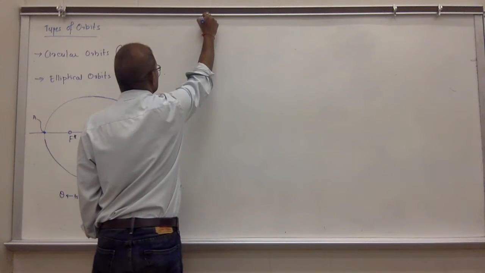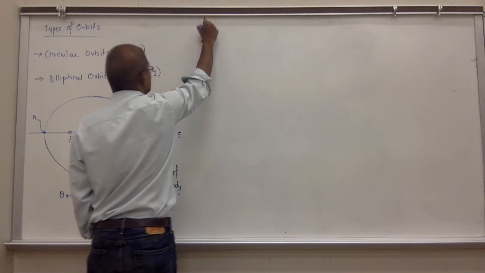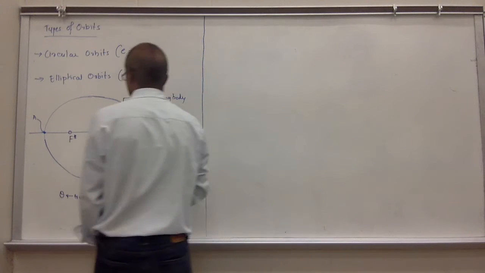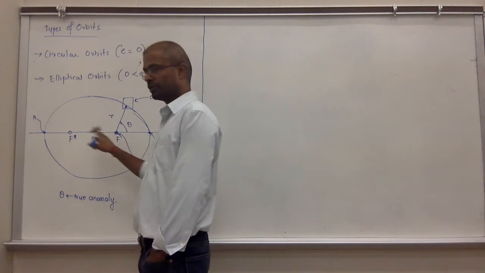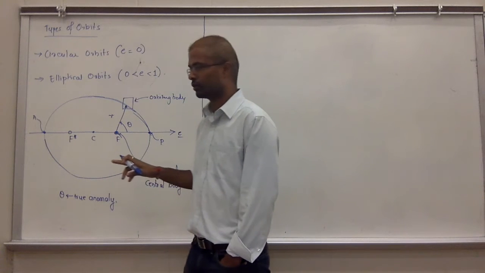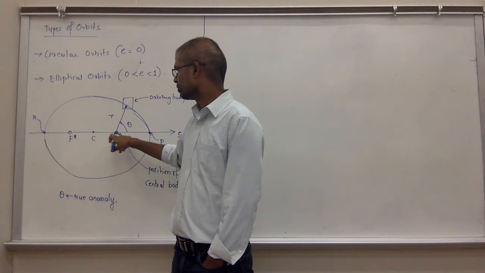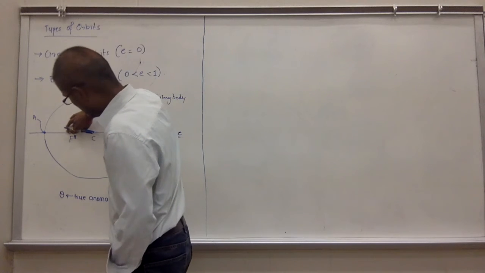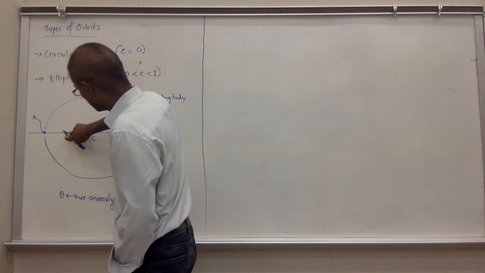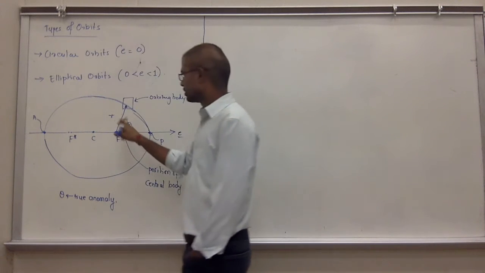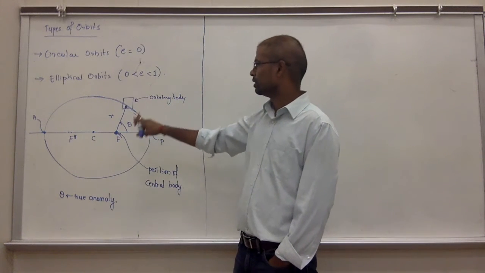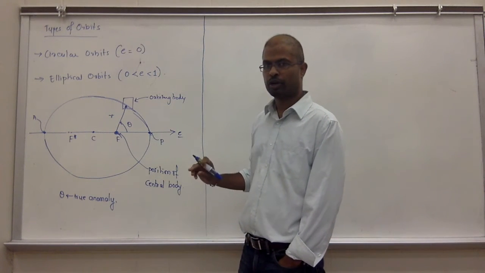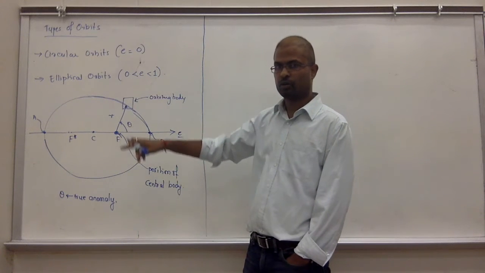What was F star again? F star is the unoccupied focus. An ellipse will have two foci. The circle will have one focus in the center. This is the occupied focus, where the central body is. F star is the unoccupied focus. There is nothing here. And this is also a prograde orbit. We always talk about prograde orbits. Okay? Anti-clockwise.